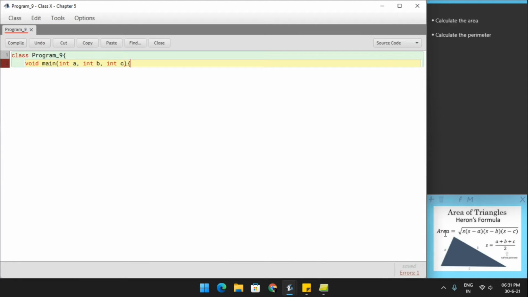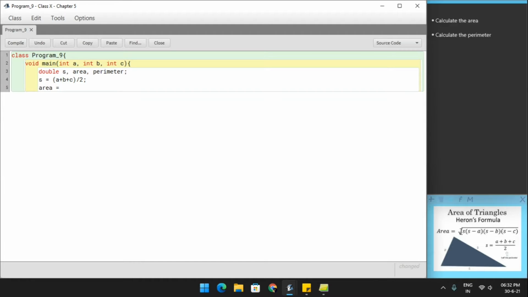And now for the main part, let's first calculate the area, then we'll calculate the perimeter. Before that, let's have a few variables assigned. One will be the S for the semi-perimeter, one for the area and one for the perimeter. So it will be double S, area, perimeter. Now it's already given over here that the semi-perimeter will be A plus B plus C by 2.